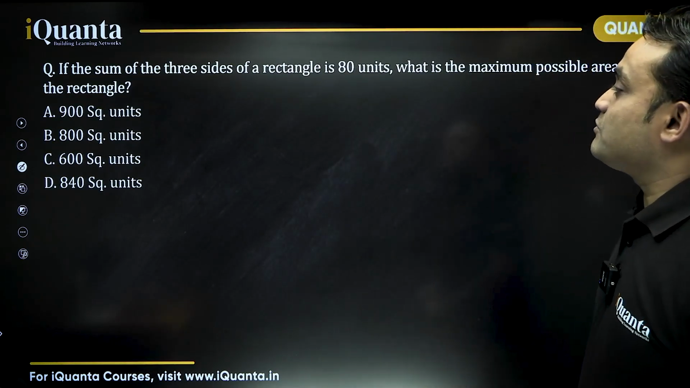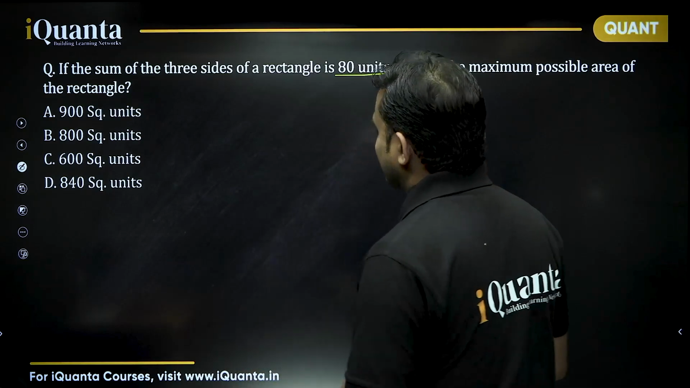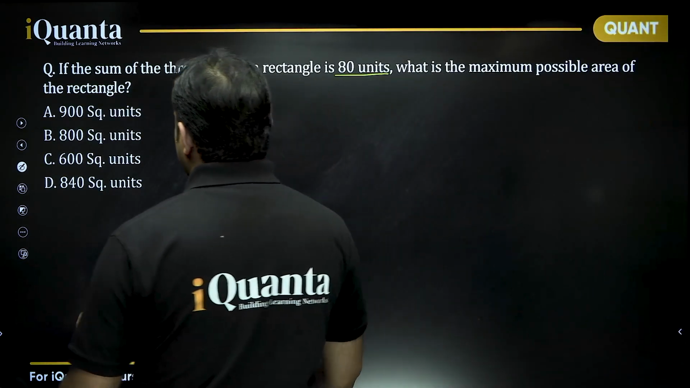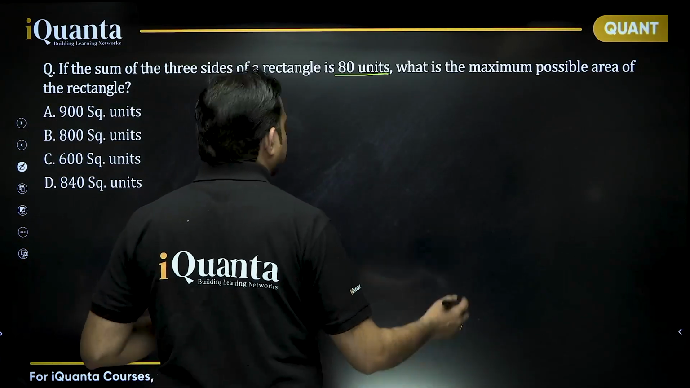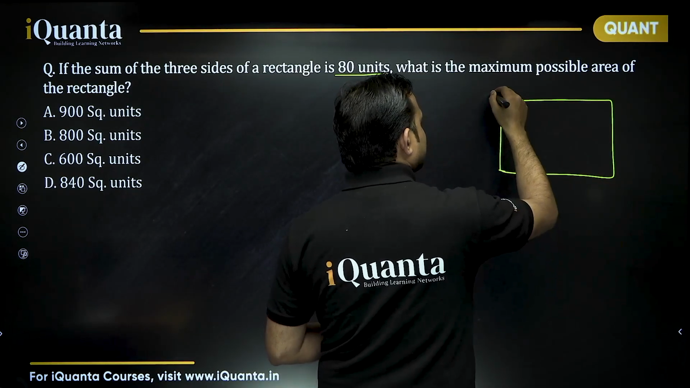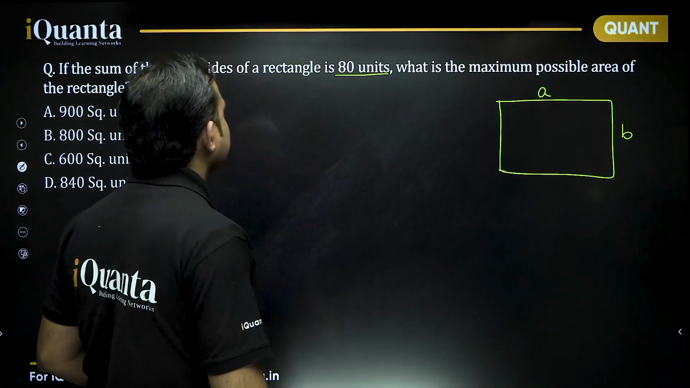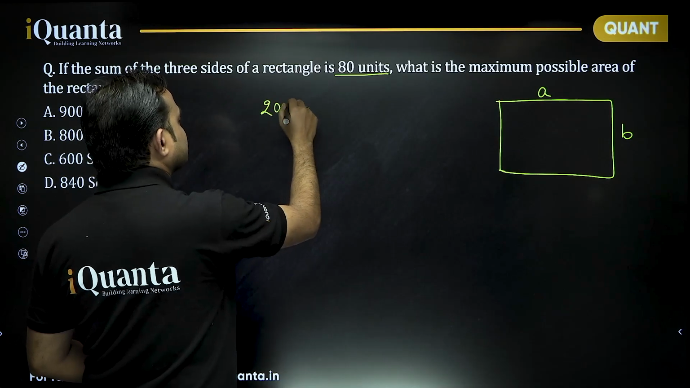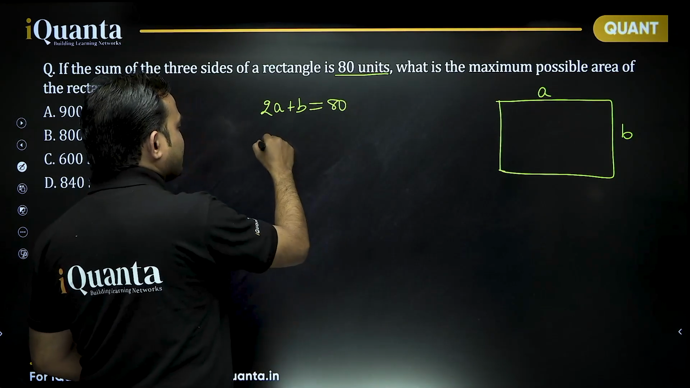It says the sum of the 3 sides of a rectangle is 80 units. What is the maximum possible area of the rectangle? So we have a rectangle, something like this, and this side length is A, this side length is B. What we can say is that the sum of 3 sides, 2A plus B, is given. 2A plus B is equal to 80.